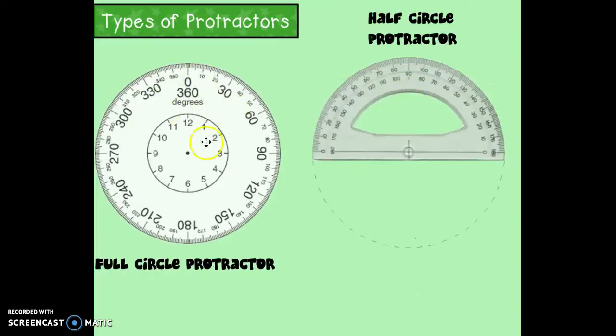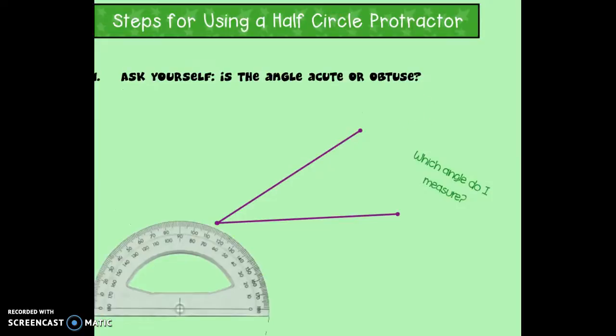So yesterday we had practice using a full circle protractor on your template. Today we're going to use the half circle protractor, which works a little bit different. When we measure angles using the half circle protractor, we have to think about which way the numbers are going. So let's say I was looking at this angle right here. The first thing I want to ask myself is, is this acute, obtuse, straight, or reflex? Well, I can see it's not a very big opening, so I know this is an acute angle. An acute angle means it's between 0 and 90 degrees.